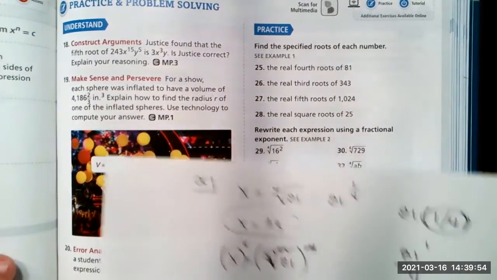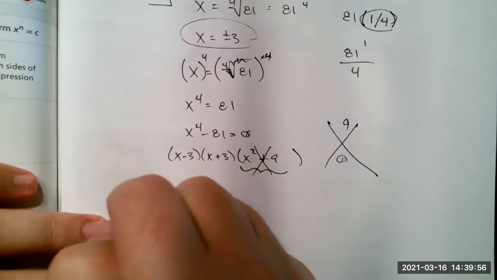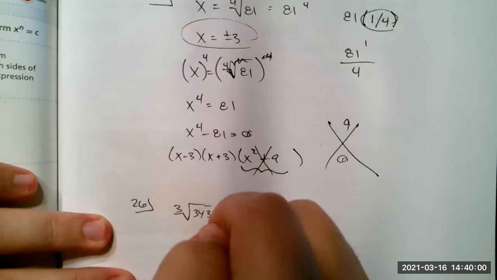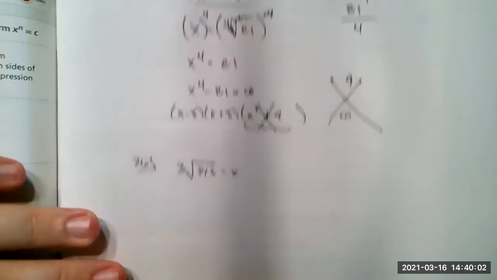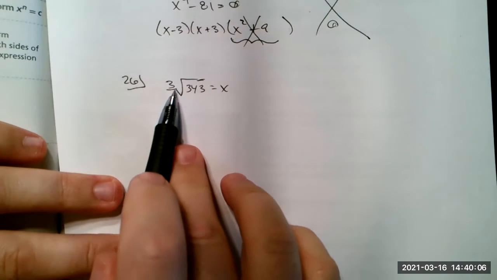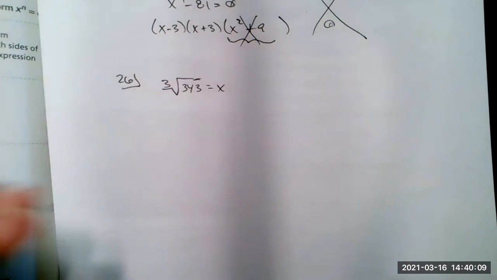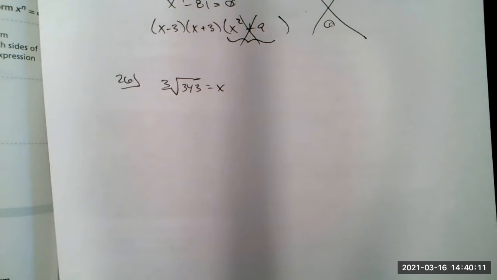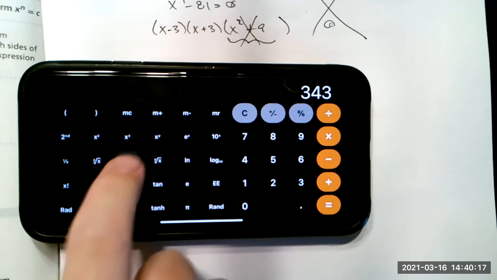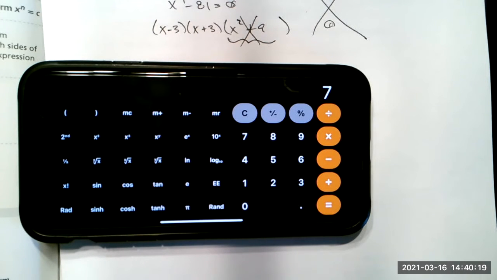26, the third root of 343. Okay. So what I'm going to go ahead and do is just type that in my calculator, the third root of 343. So 343, the cubed root is right there. So it gives me 7.